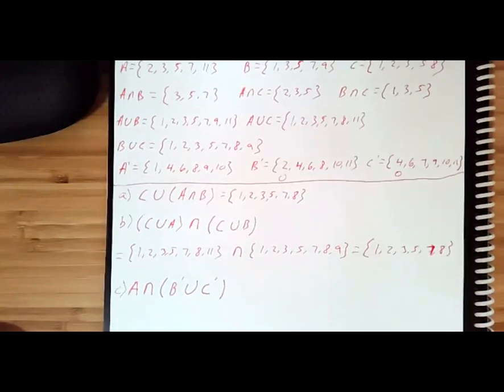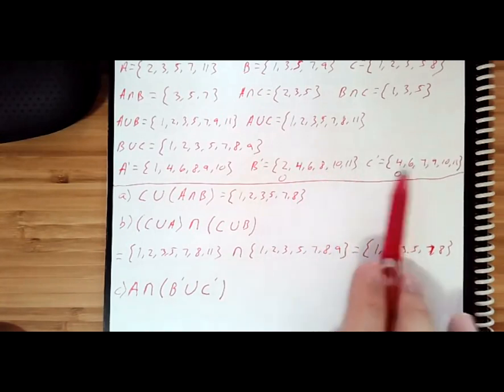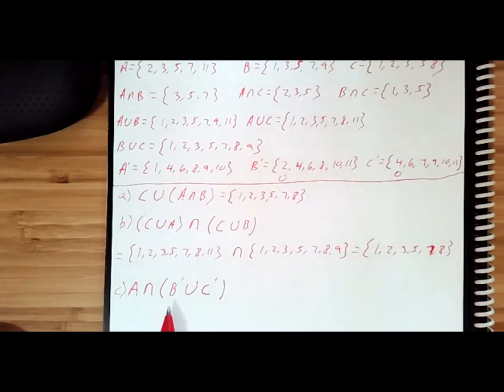Okay, then let's move on to the next one. B union C complement. We didn't find that one, but we have the complements right here, right? So combine them together. That'll go in here. So A is right here: 2, 3, 5, 7, 11.